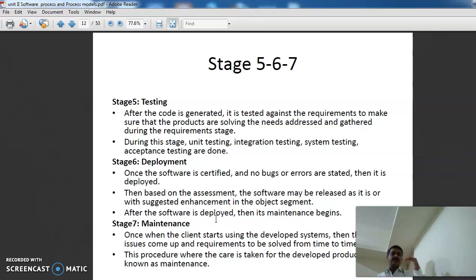After completion of 6 stages, your last stage is nothing but the maintenance. That is simply called the 7th stage. Meaning that once the client starts using the developed system, then real issues come up and requirements have to be solved from time to time. This procedure, where care is taken of the developed product, is known as maintenance. If any error occurs, then that error may be solved by the software provider.